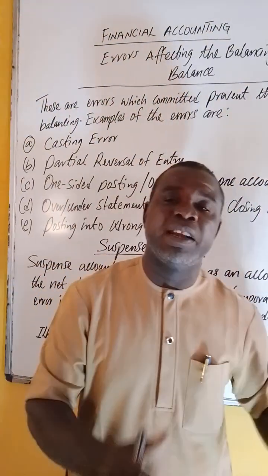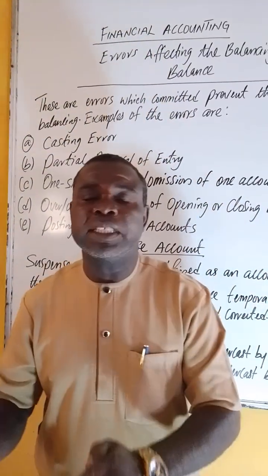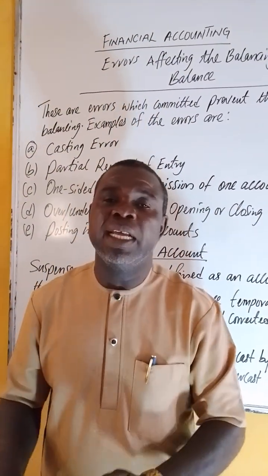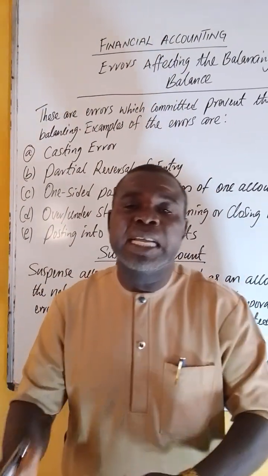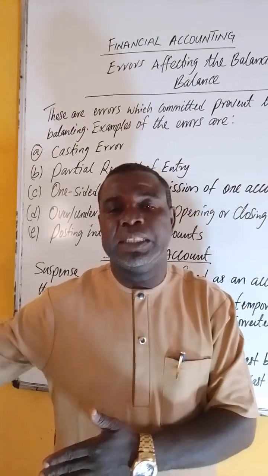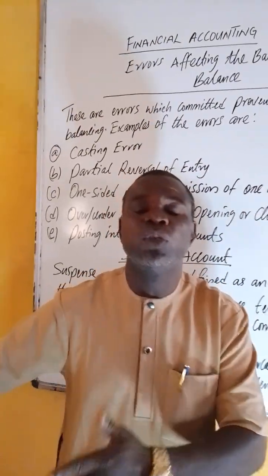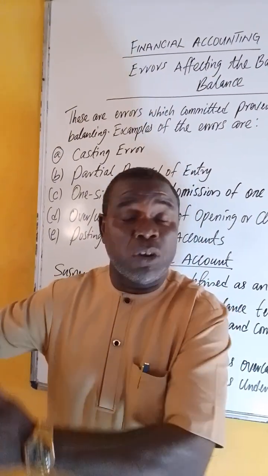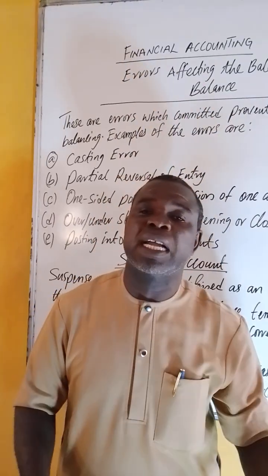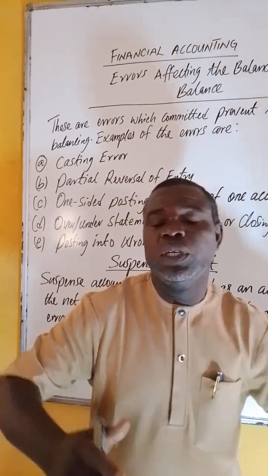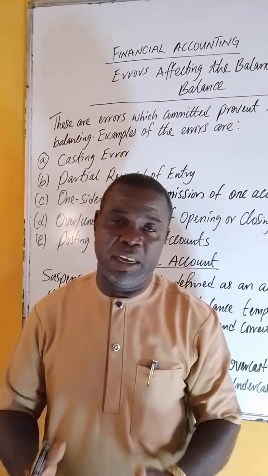So, we talk about partial reversal. For example, all sales are credited, it is clear. Then by way of posting, instead of crediting sales, you debit sales. Then going to cash, you still debit cash. That is, cash is posted correctly. Then coming to the sales account, which is supposed to be credited, you debit it. That is what's called partial reversal.